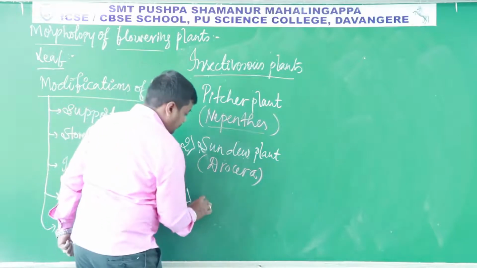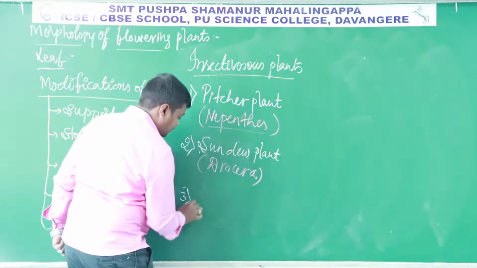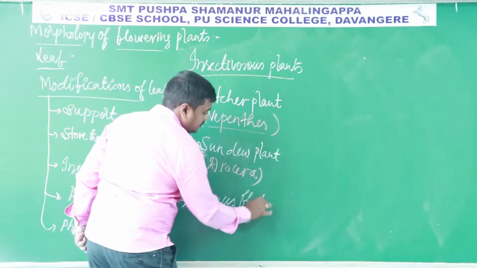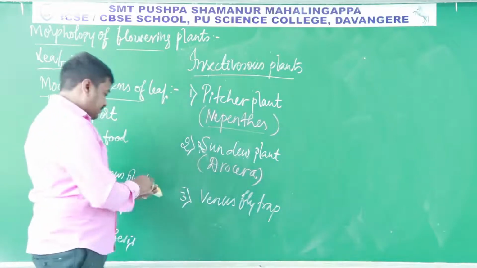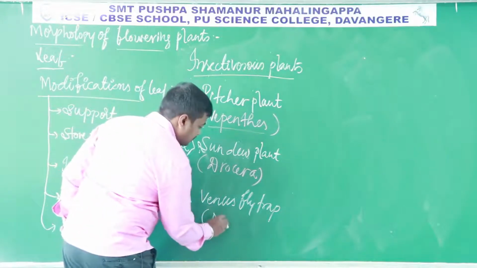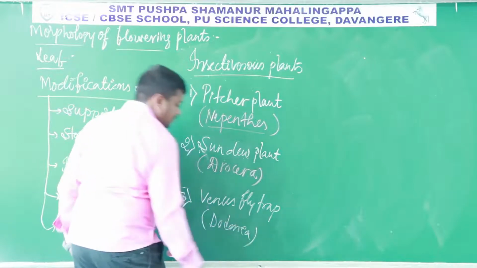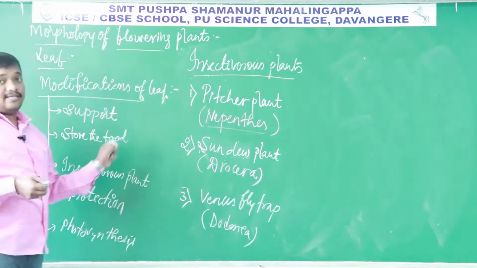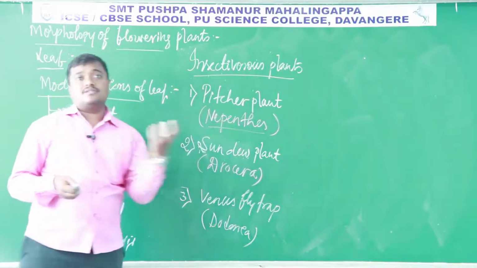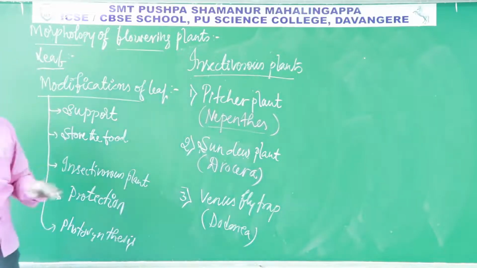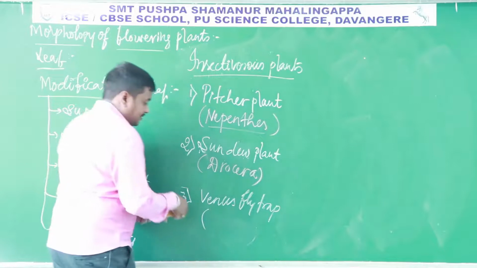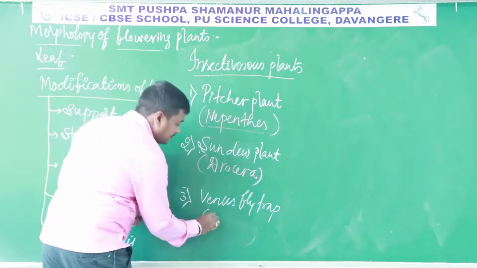Then utricularia, bladderwort. Then Venus flytrap. Venus flytrap. Dionaea. Okay, so these are Dionaea species. So these are some examples for insectivorous plants. So remember, in all these plants, the structure which traps the insect is the leaf. Okay, sorry, this is not Dodonia, Dionaea. So it is Dionaea.